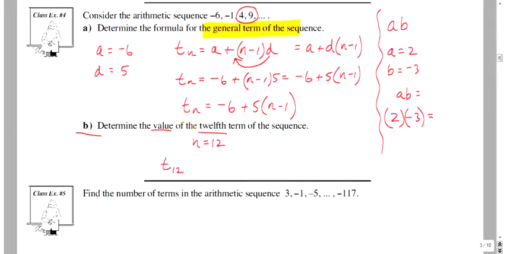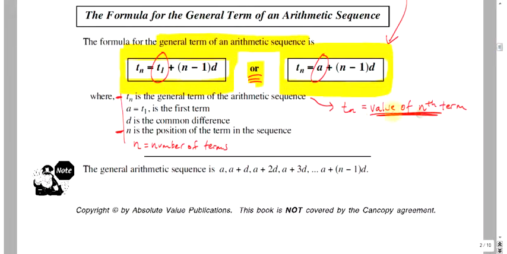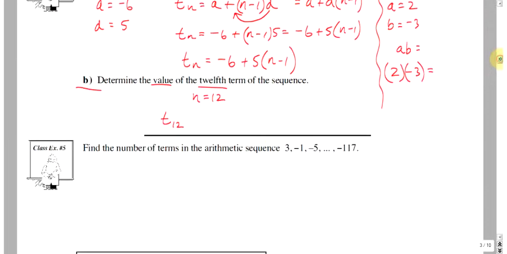Do we see the difference between Tn and n? The 12th term, that's n. What's the value? Let's go back here and look. The value of the nth term, that's t to the n. Now I know n is 12. I want to know t to the 12. So t12 is negative 6 plus 5 times 12 minus 1.